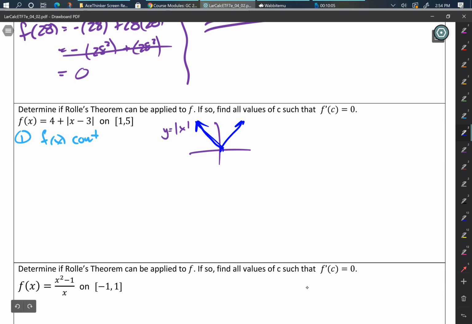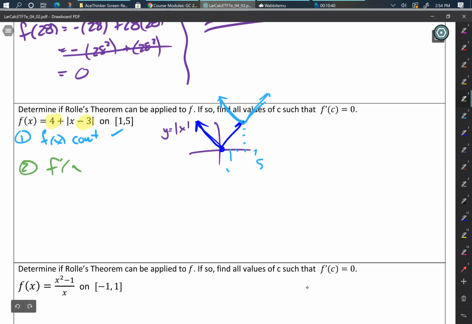It's a V where the point of the V is at 0, and this is going to be a horizontal translation right 3 units, and then a vertical translation up 4 units. So I'm going to move this 1, 2, 3, 1, 2, 3, 4, and I'm going to get a V over here like this. Is that going to be continuous from 1 to 5? Well, yes it is.